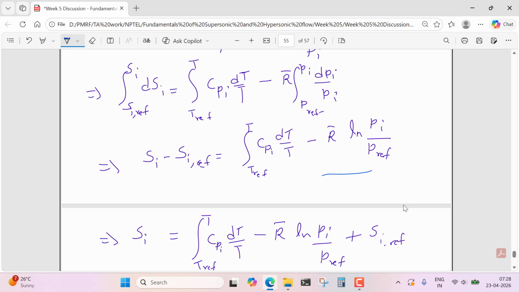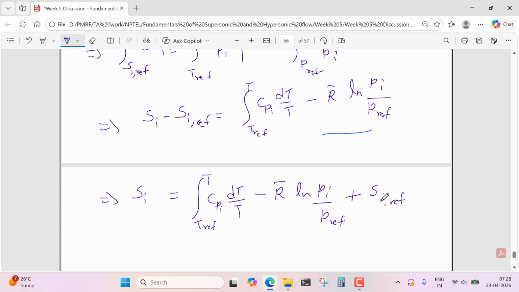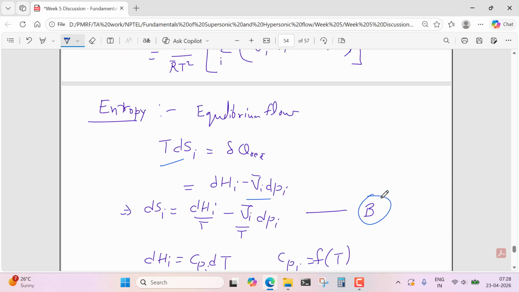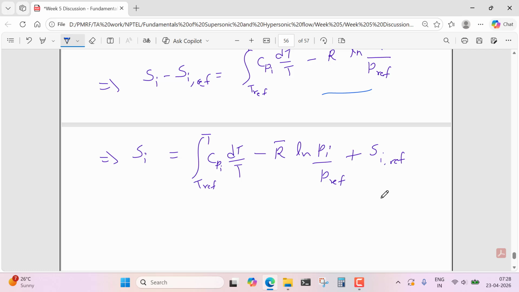Now this is for one species. If for all species we have to find the entropy, then we have to take the summation of si, which will determine what kind of species are there.